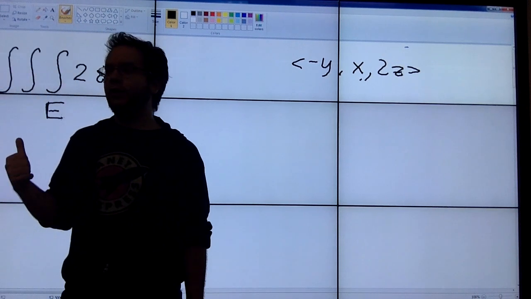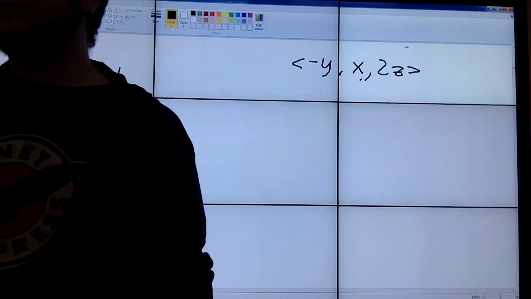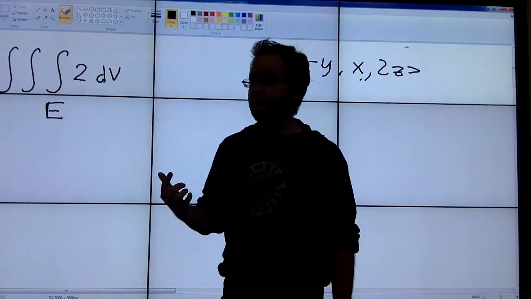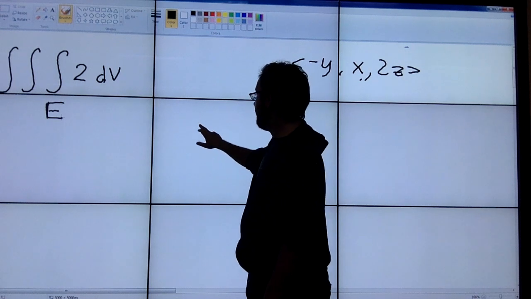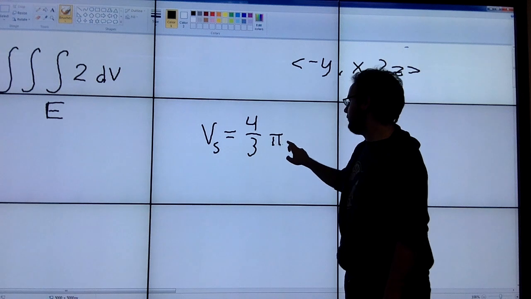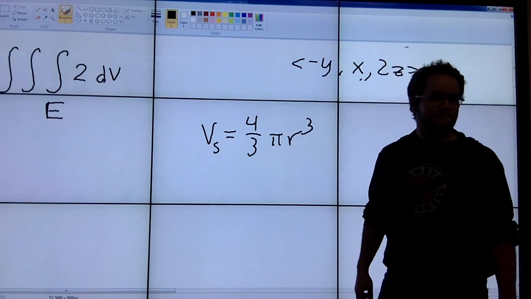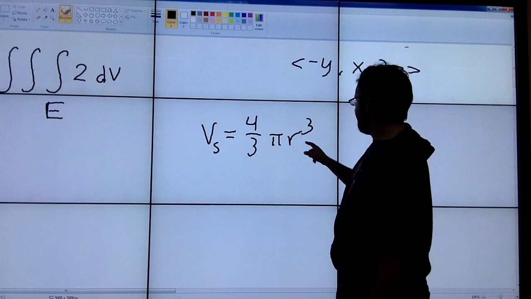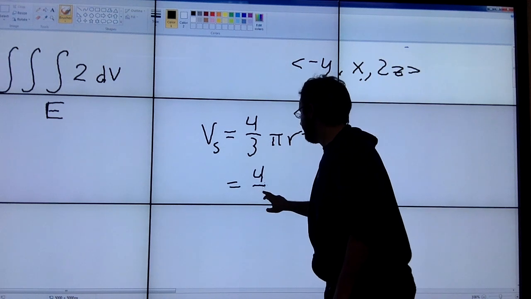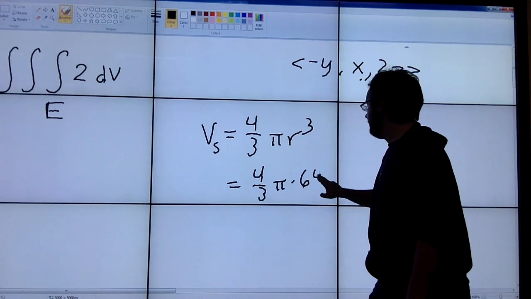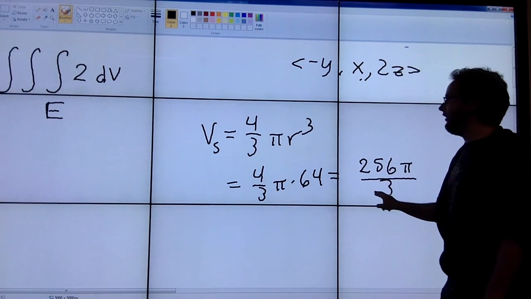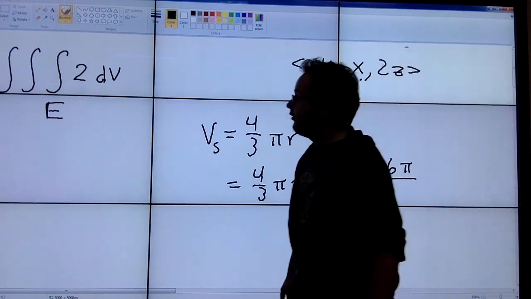What does the triple integral of 1 give you? Volume. And what's this shape we're looking at? A sphere. What's the volume of a sphere? 4 over 3 pi r cubed. What's the radius of the sphere? 4. 4 cubed is what? 64. So we have 4/3 times pi times 64, which is 4 times 64 is 256 pi over 3. Okay? That would be the volume of the sphere. That would be the triple integral of 1.